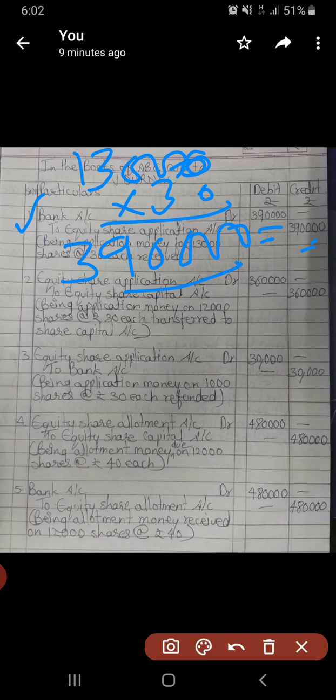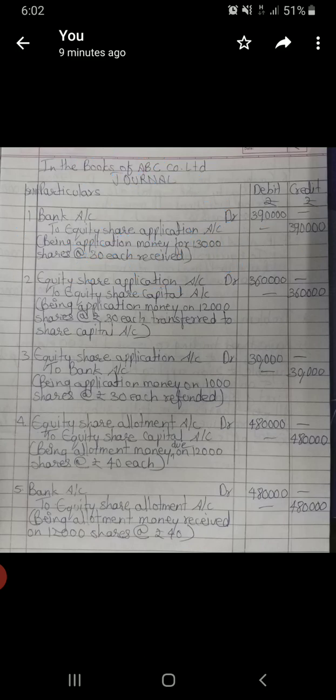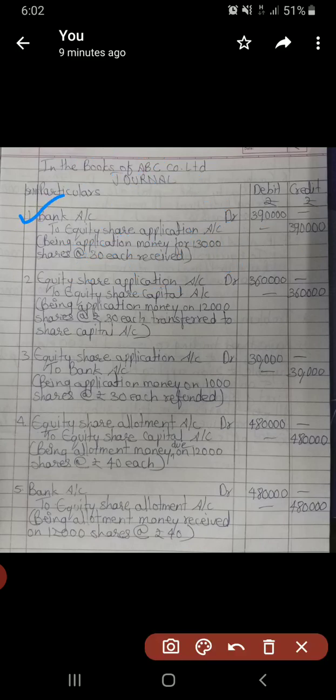Okay, 13,000 applications were received, and on 13,000 applications we have received the money. So that amount will come in the first entry. See here, bank account to equity share application account, the first entry. Now you have to write the next transfer entry. The transfer entry will be the same as what we have learned in the previous two problems: equity share application to equity share capital.